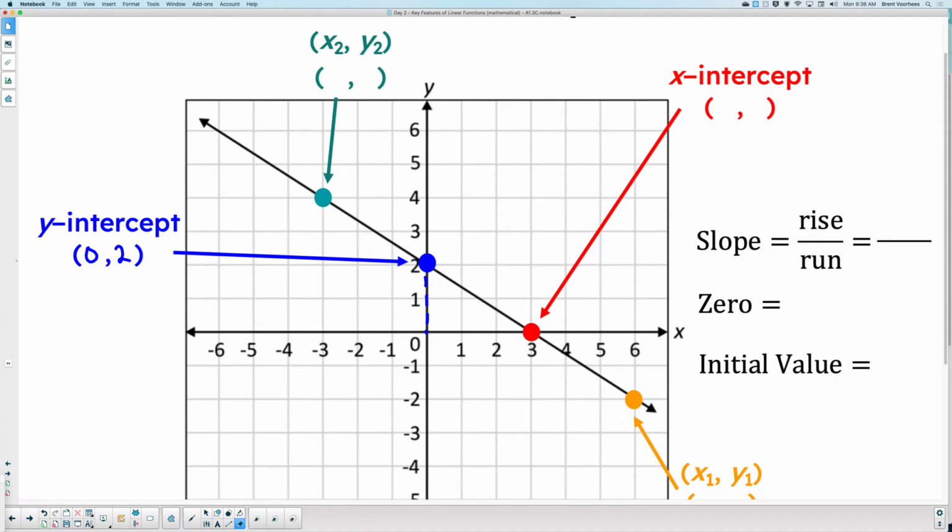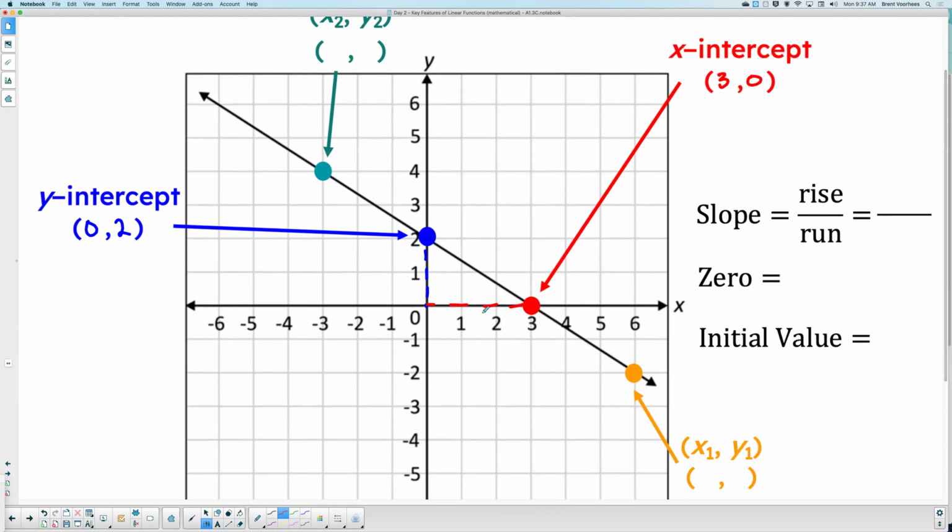Everybody okay with that? Now in red, we have what's called the x-intercept because that's where it's crossing the x-axis. Okay, I'm going to ask this question again. What do we write down first, the x value or the y value? The x. So what is the x value right here? 3. Good. Now what is the y value if you took it to the y-axis? 0. Perfect. So the point should look like 3, comma, 0.